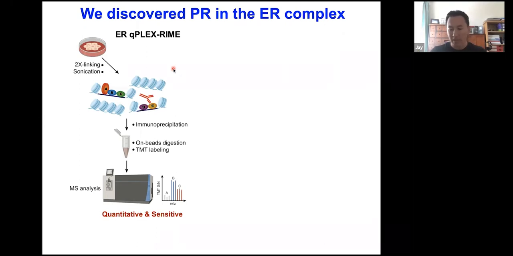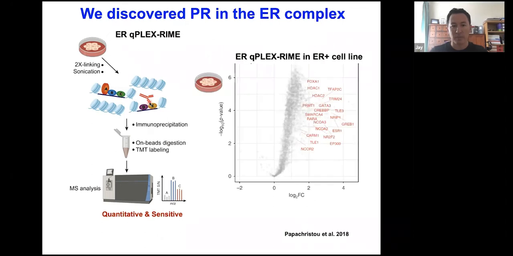So the big thing about RHYME is it's endogenous. So it's essentially a modified chromatin IP. So instead of pulling out a tag protein, we're pulling out endogenous complexes. And we've modified it to include tandem mass tag labeling. And the new iteration is called QPlex RHYME. So this allows us to pull out endogenous protein complexes, and use mass spec to identify what is actually in that complex, both proteins known and unknown. And this is how we discovered progesterone receptor.